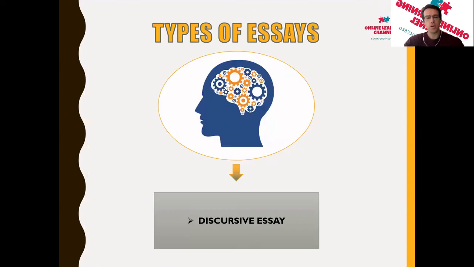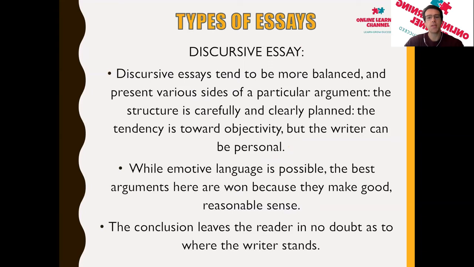Okay, then we're moving on to what's known as a discursive essay. Discursive essays tend to be more balanced and present various sides of a particular argument. The structure is carefully and clearly planned, and the tendency is to offer objectivity, but the writer can be personal at the end of the day. So this is more of an objective essay, stating the facts as opposed to offering specific or subjective opinions.